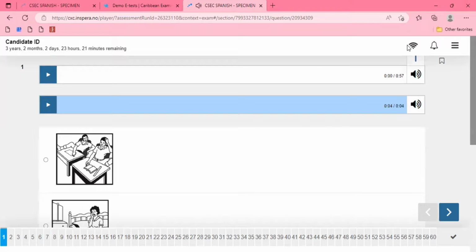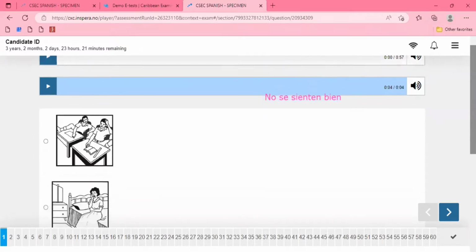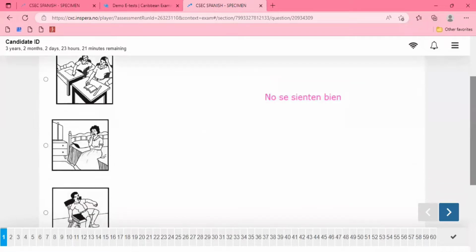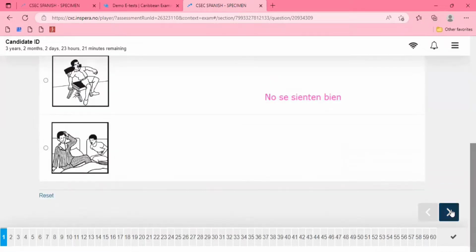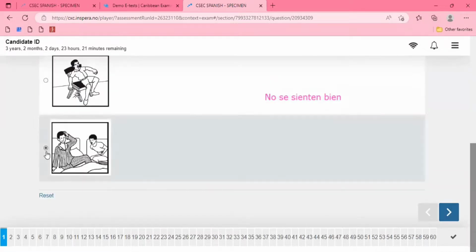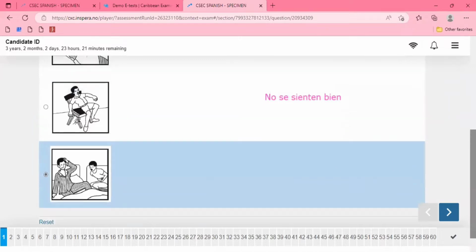All right, so for number 1, we hear no se sienten bien. They do not feel well. All right. No se sienten bien. This is plural, so we're looking for more than one persons who appear to be sick. Best option is the final one, which would be D.